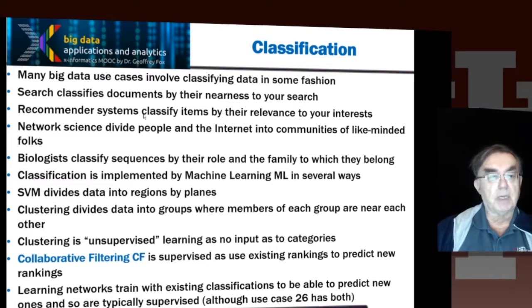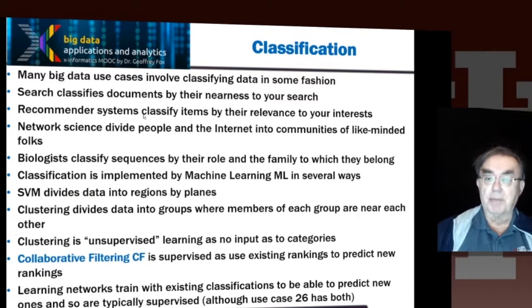When you do network science studies, you study communities and how the internet links people together through friends on Facebook or websites they access into like-minded folks. So that's classifying people into communities. Biologists classify sequences by their role, what the disease that particular gene is associated with, and also to the biological family and species and genera to which they belong.